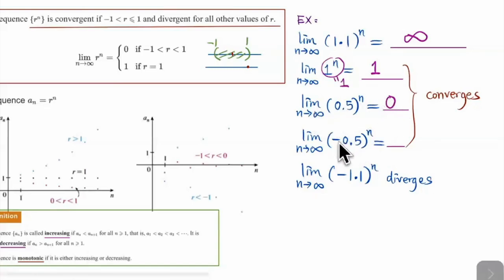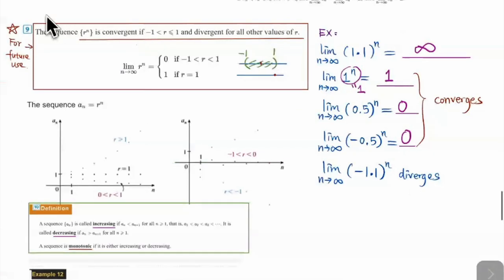Okay. What about this? Negative 0.5 to the n power. It's also going to 0. Okay. All right. What about negative 1.1 to the n power? I said it diverges because when n is odd, that will be a negative number, right? When n is even, it will be a positive number, right? It diverges, okay? All right.